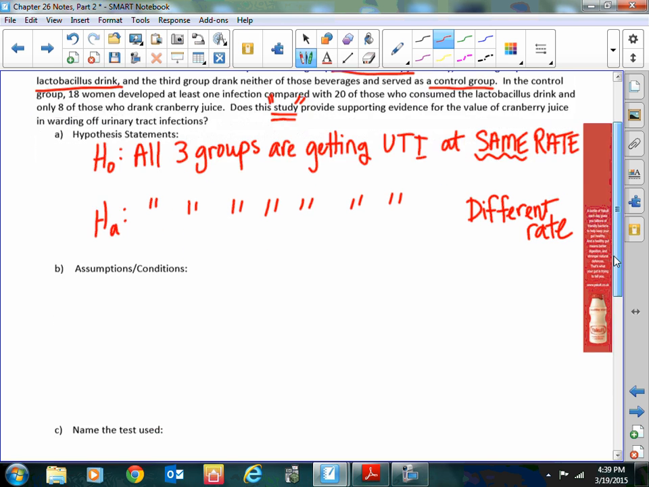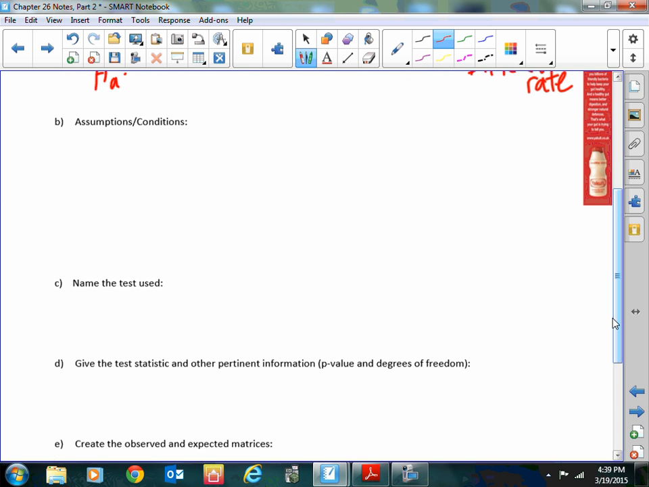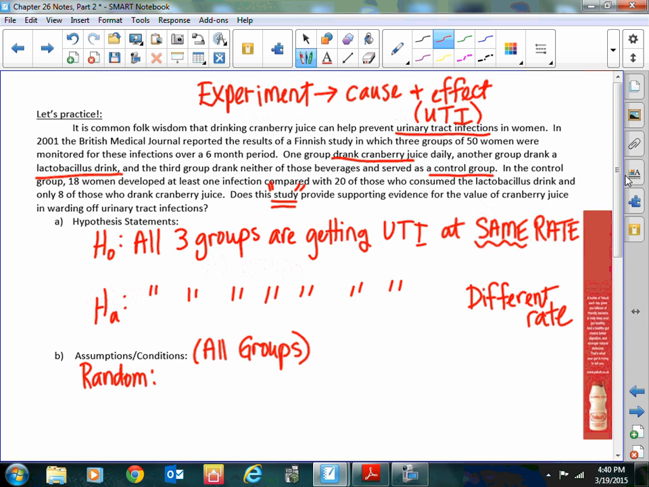Okay, so now let's do our assumptions and our conditions. So the key is, remember, when we did two proportions, we had to do it for both groups. So when you're doing multiple groups here, you have to do the conditions for all of the groups. So we need to keep that in mind. Okay, our first one, random. It's stated or assumed to represent. And so I think if you look up here, it's not stated.